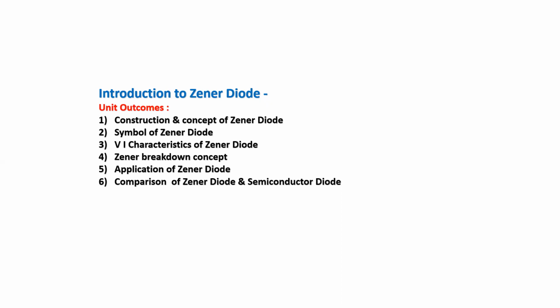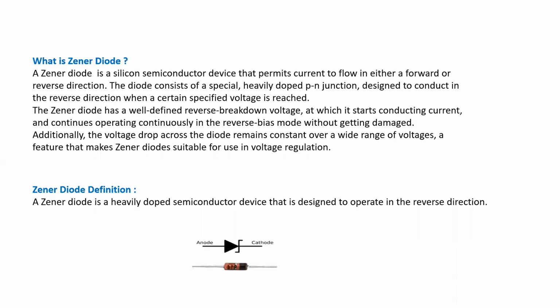Now let us see what is the definition of Zener diode and what is exactly the meaning of Zener diode. A Zener diode is a silicon semiconductor device that permits the current to flow in either forward or reverse directions. The diode consists of a special and heavily doped PN junction designed to conduct in the reverse direction when a certain specified voltage is reached.